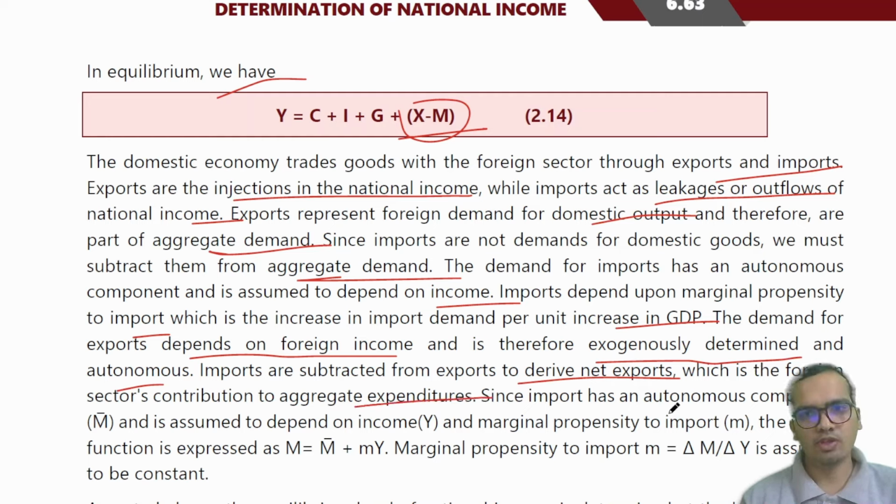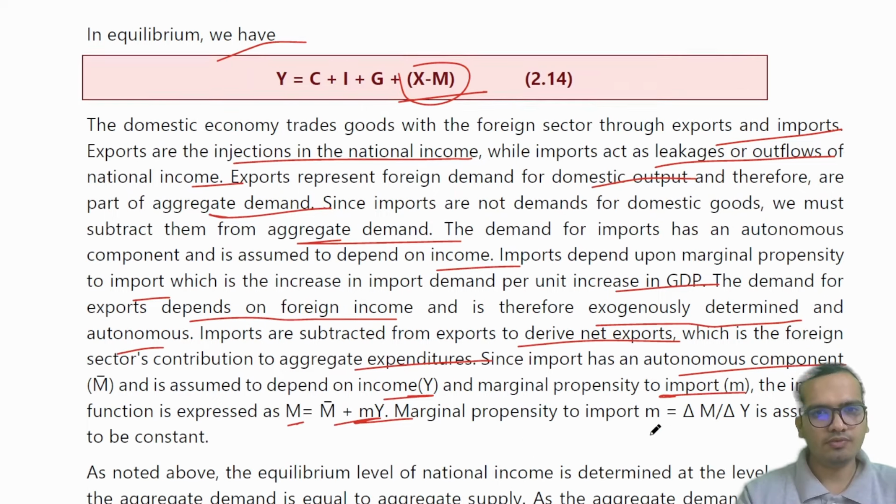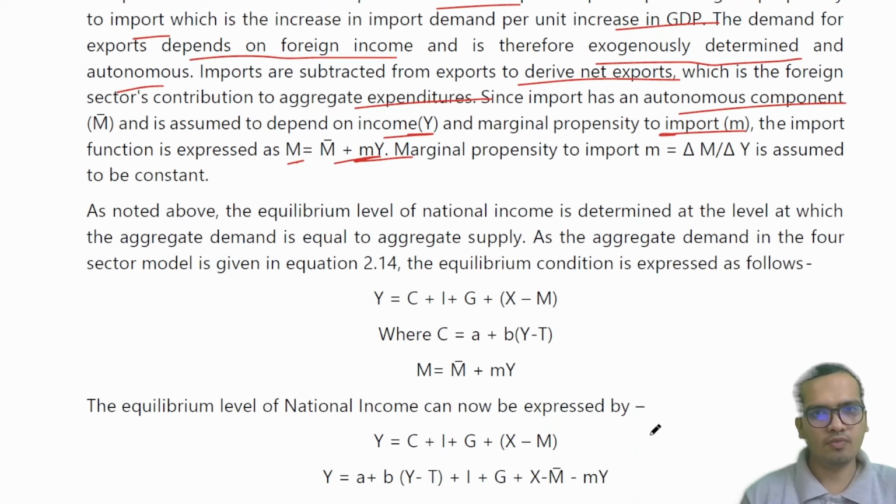Since imports have an autonomous component M bar and are assumed to depend on income Y and the marginal propensity to import m, the import function is expressed as M equals M bar plus m multiplied by Y. The marginal propensity to import, m equals delta M divided by delta Y, is assumed to be constant.